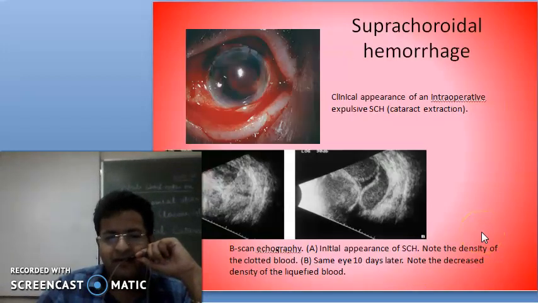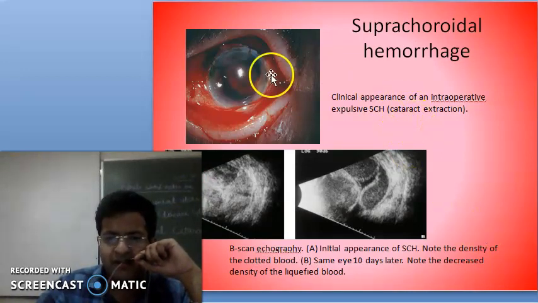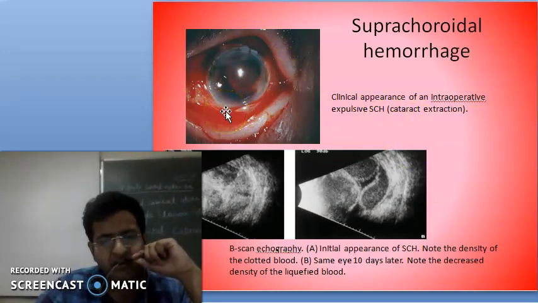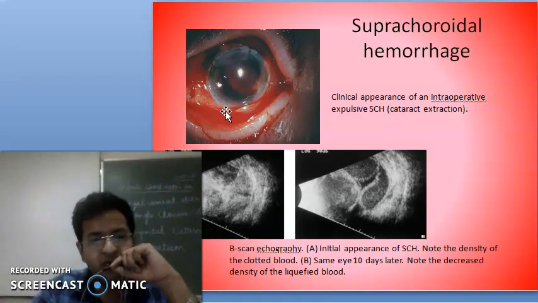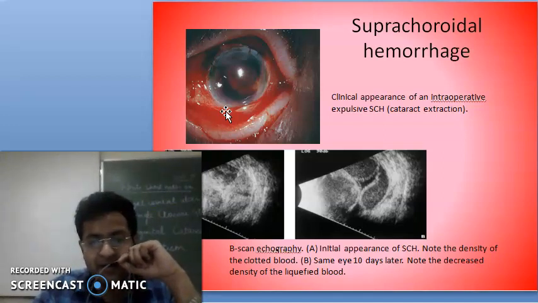What else can trauma present with? It can present with suprachoroidal hemorrhage. Here this is an intraoperative expulsive suprachoroidal hemorrhage. Even operating is a type of trauma to the eye. It's not that the operation is not a trauma, but we are legal trauma experts. So we traumatize the patient only to heal and not to actually traumatize the patient.